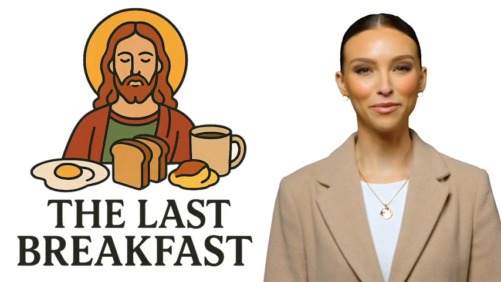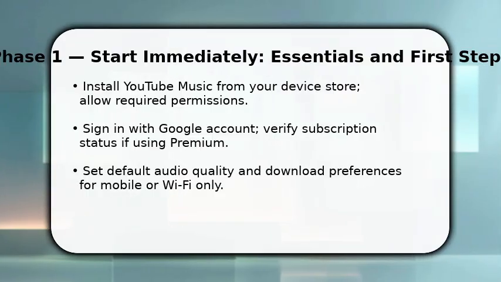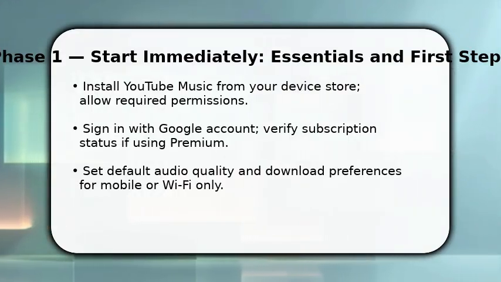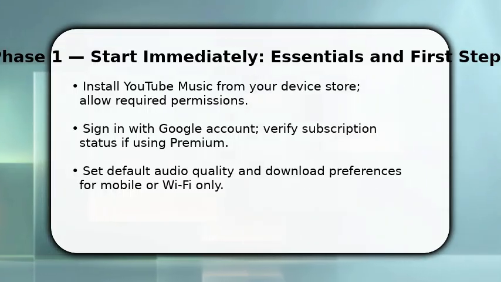Please enjoy the video. You open YouTube Music and sign in with your Google account. This links your history and playlists. Next, give the app permission to access storage if you plan to download songs. This speeds playback and offline use.